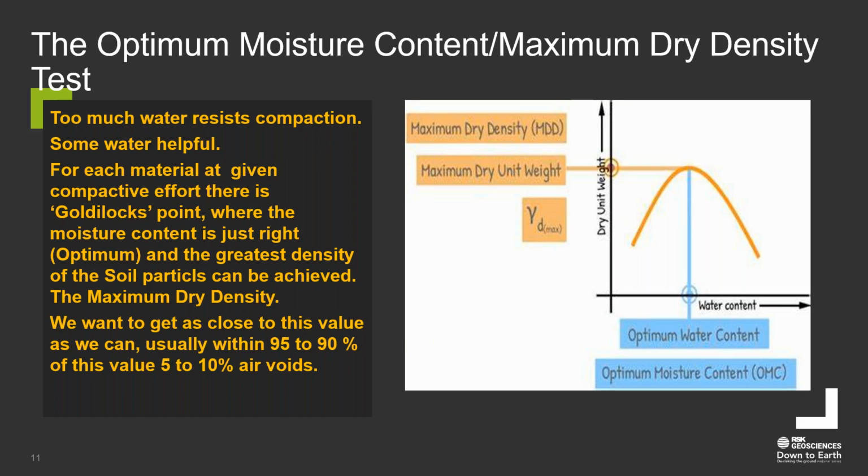At this point, the optimum moisture content, the greatest density of the soil particles can be achieved. And this greatest density is known as the maximum dry density. When we're compacting soils, we want to get as close to this value as we can. It's not really practical to always achieve it, but we usually work to a target of somewhere between 90 to 95% of this value, with 5 to 10% air voids.